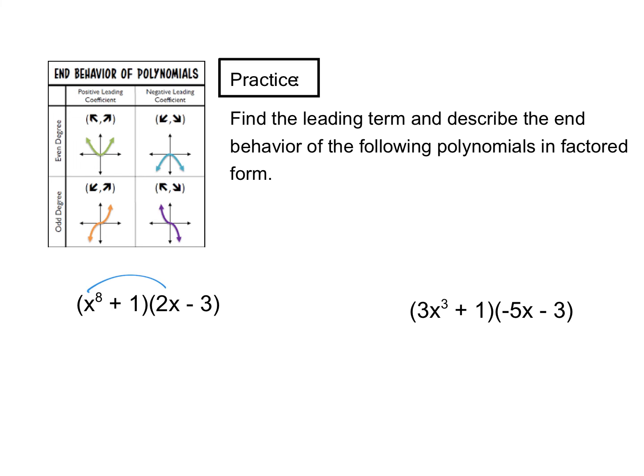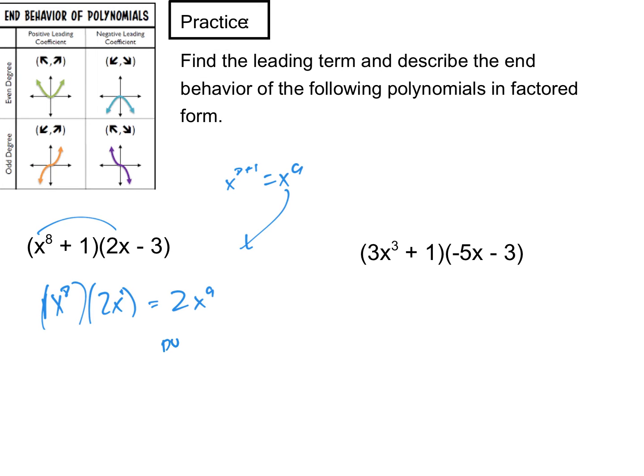We really just need to multiply the first times the first. So x to the eighth times 2x. Numbers by numbers, so 1 times 2 is 2. And then x to the eighth times x to the first is x to the 8 plus 1, or x to the ninth. Okay, so my answer is going to be 2x to the ninth, which means this is a positive, odd polynomial. So my end behavior is going to be down left, up right.